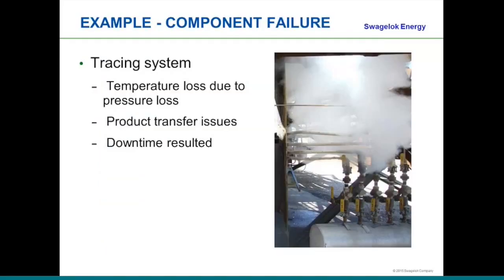Example of component failures, like a tracing system: a valve gives way, steam's blowing out, which will cause a pressure drop. When you drop in pressure on steam, you also drop in temperature. When you drop in temperature on a tracer, you will cause production transfer issues. Again, the result is downtime. So component failure plays a critical part in production and eliminating downtime.